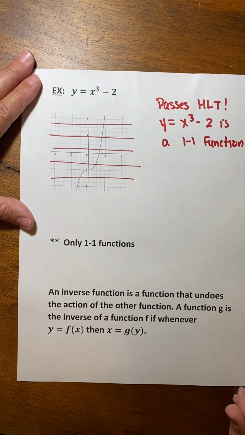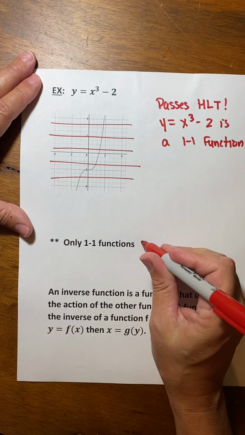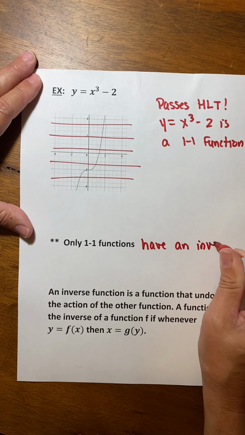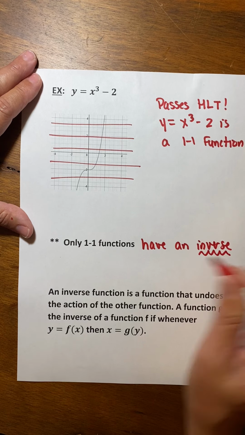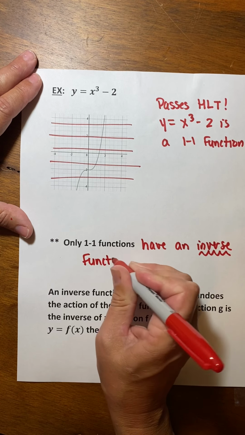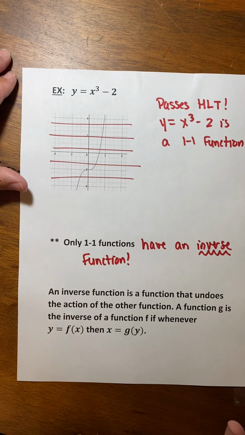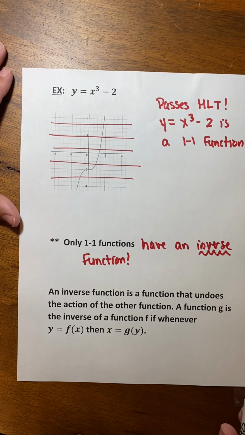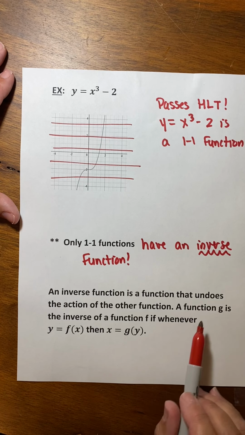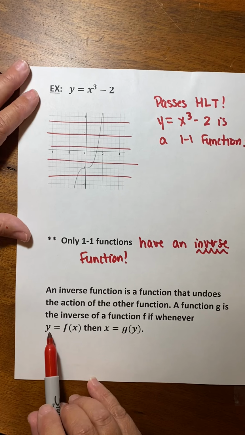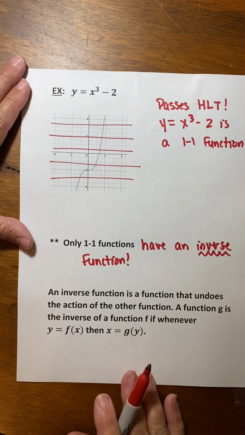Why do we like one-to-one functions? Well, only one-to-one functions have a corresponding inverse function. And as a reminder, inverse functions undo what the action of the original function does. A function g is the inverse of a function f if f of x equals y, and then we put y back in g, it's going to spit x back out.